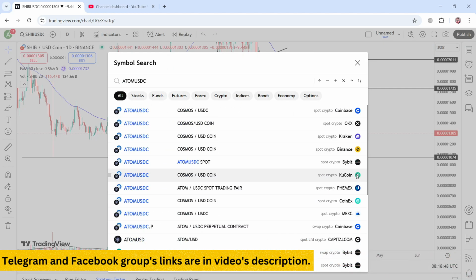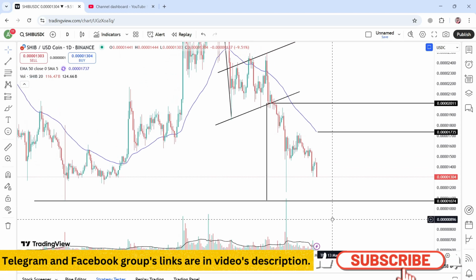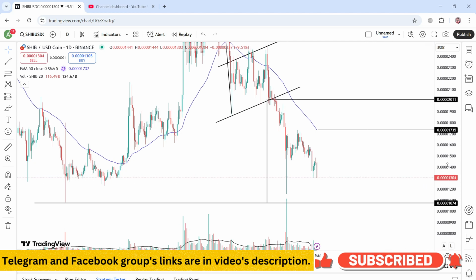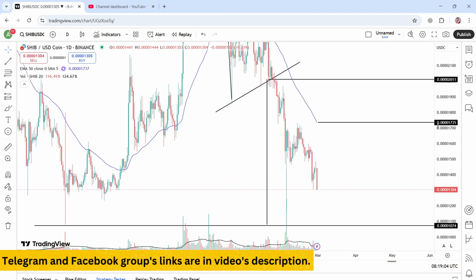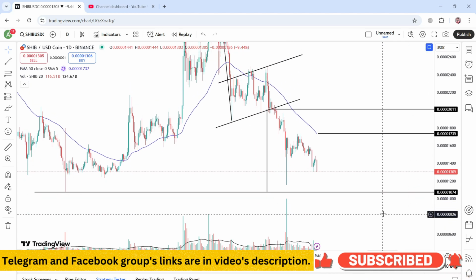As this coin, SHIB coin, is moving in its downtrend, I will not recommend you guys to go for buying into this coin until it is confirmed that this coin has started its uptrend. We will get the initial confirmation that this coin has started its uptrend when it gives closing above 0.00001735. Until that time, I will not recommend you guys to go for buying into this coin.